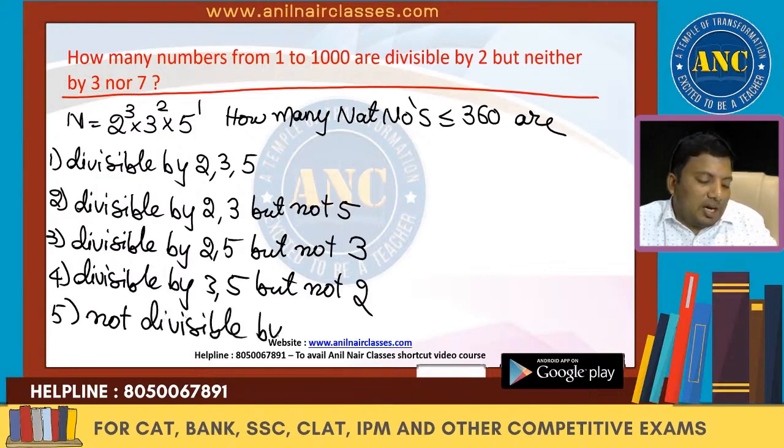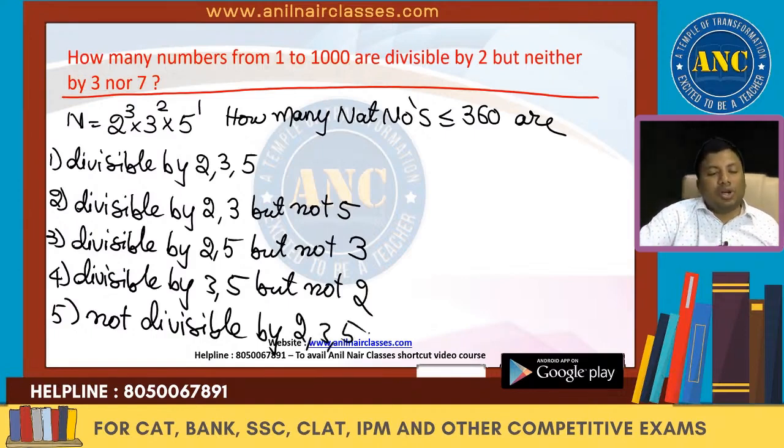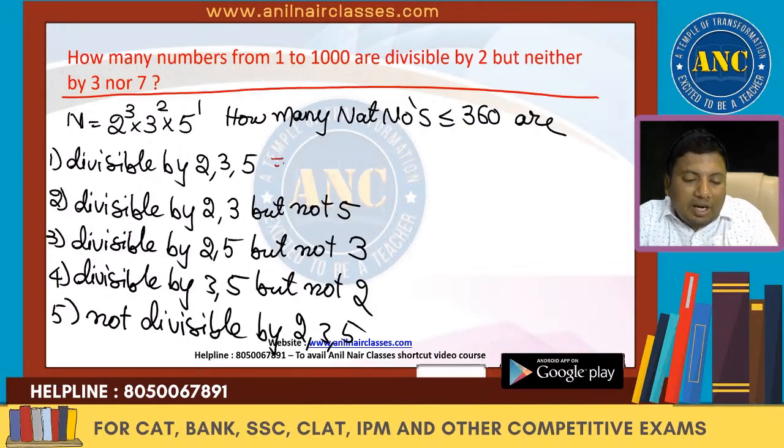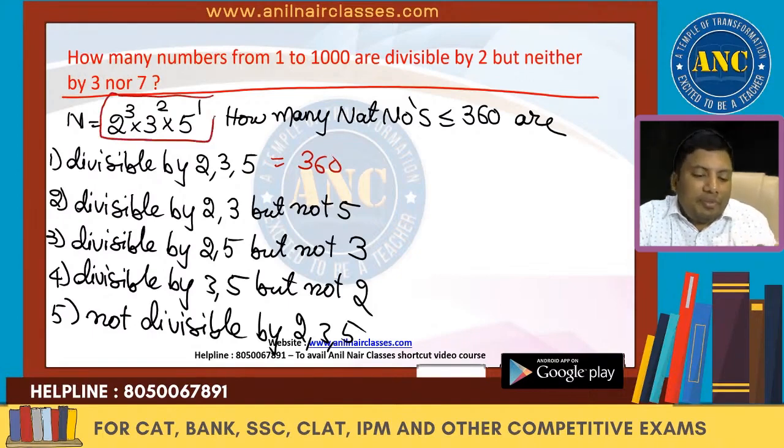How to solve this kind of questions without even using Venn diagrams? There is a natural number given, 2 cube into 3 square into 5 power 1. How many natural numbers less than or equal to 360 are divisible by 2, 3 and 5? The number is 360. Write all 360 numbers.